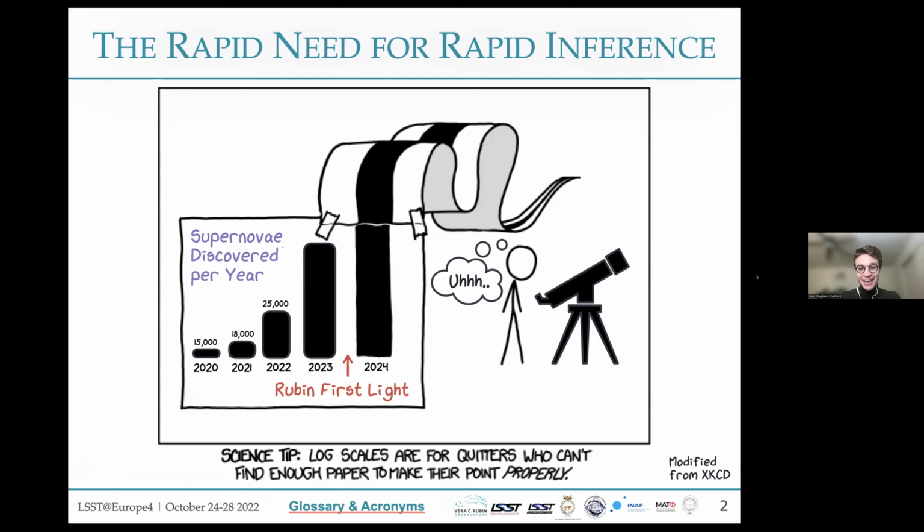Okay, this is a picture shamelessly snagged from XKCD. I think all of us here are very excited about the potential for LSST to revolutionize our understanding of the time domain sky. And LSST is going to be a pretty incredible discovery engine for variable sources like supernovae, but our ability to understand the underlying physics powering these events is really not assured.